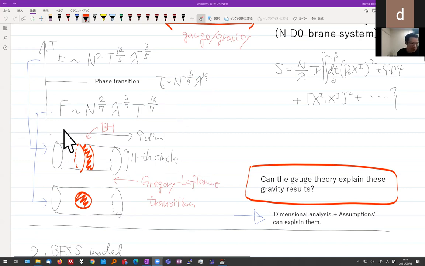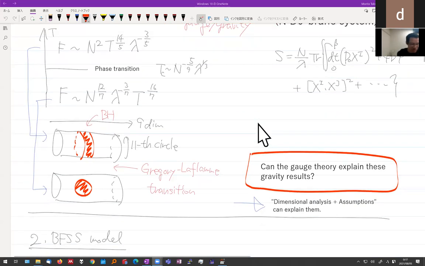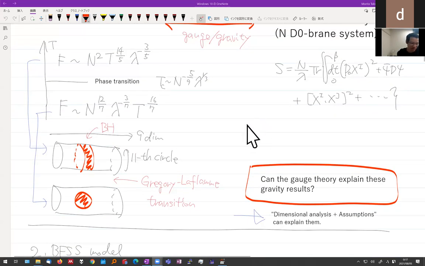This is the story of the gravity side, and today's question is whether we can explain this kind of behavior from the matrix theory. So far I cannot explain this picture exactly, but we can use some dimensional analysis and, under some suitable assumptions, I will show that this kind of behavior can be explained qualitatively, not quantitatively. This is the aim of this talk. Any questions so far?